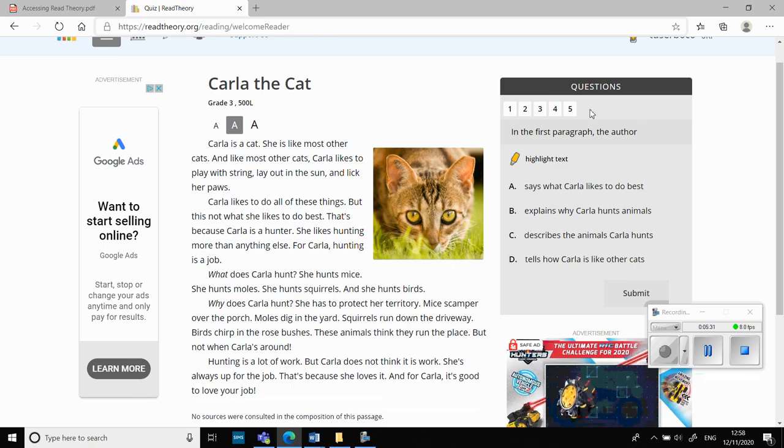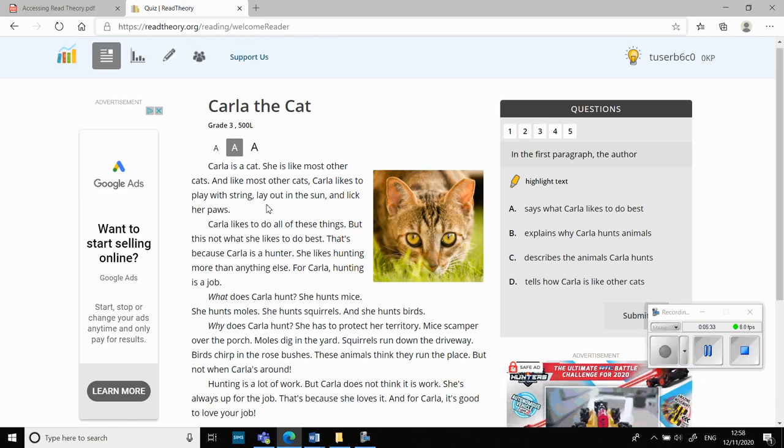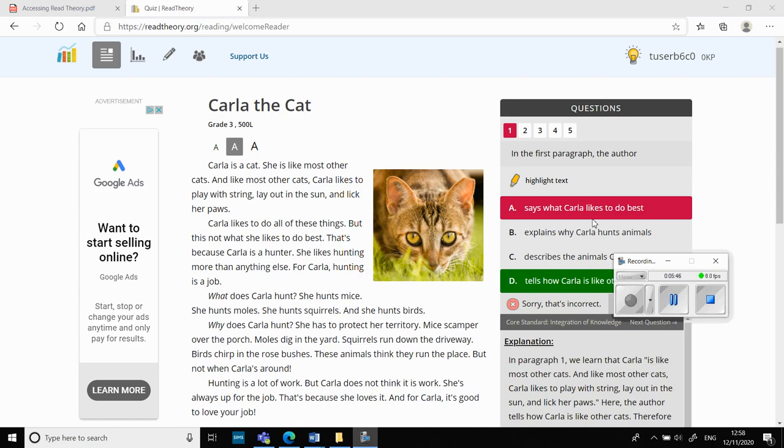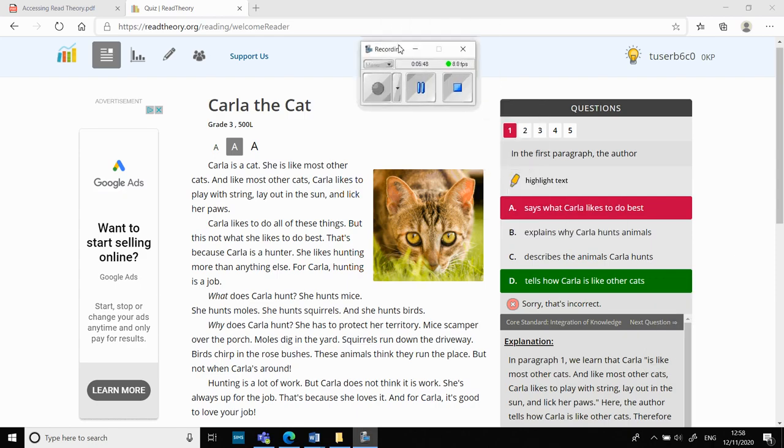And my first quiz is 5 questions long, and it's all about Carla the cat. So I'd read through all about Carla the cat, and then I begin to answer the questions. Now, if I answer a question wrong, I'll just try one. And it was wrong. I knew it'd be wrong, so I was guessing. The chance of getting it right would be very slim.